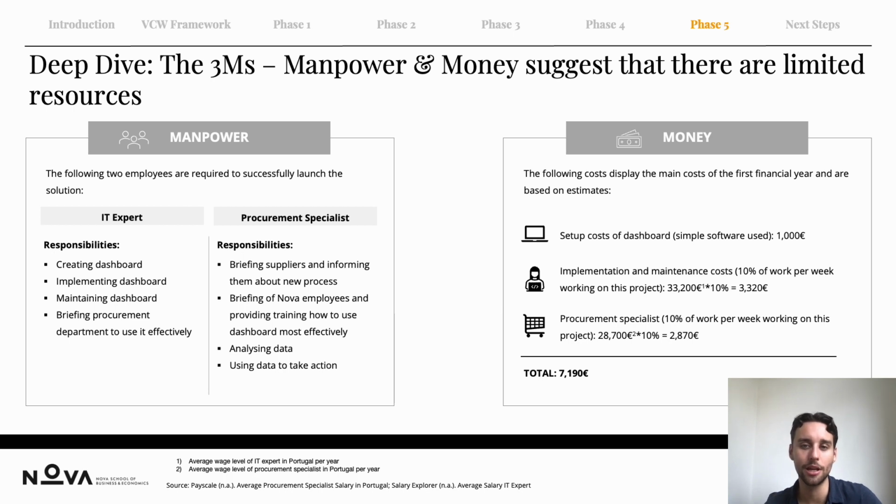So first, the setup cost of the dashboard, which would be a simple software, which would cost 1,000 euro. Then the implementation and maintenance cost, which would be 10% of work per week for this project of the IT support, and that would basically be 3,320 euro. And then the procurement specialist, which would also be working on the project for 1 week, and that would basically be 2,870 euro, which totals up into 7,190 euro.